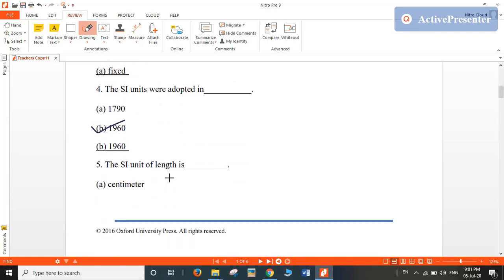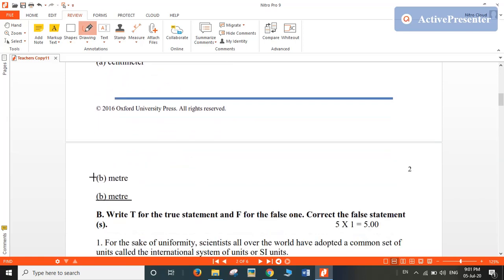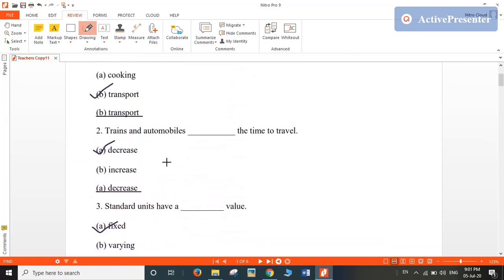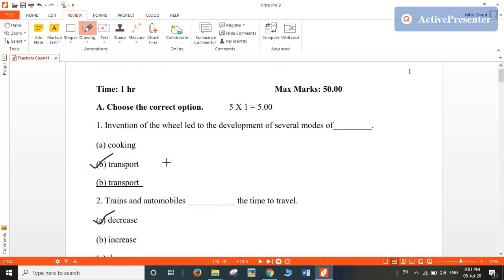Then the next question: SI unit of length is. Length is one kind of distance, and the SI unit of distance is meter. So meter would be the answer. So these are the answers of choose the correct option.